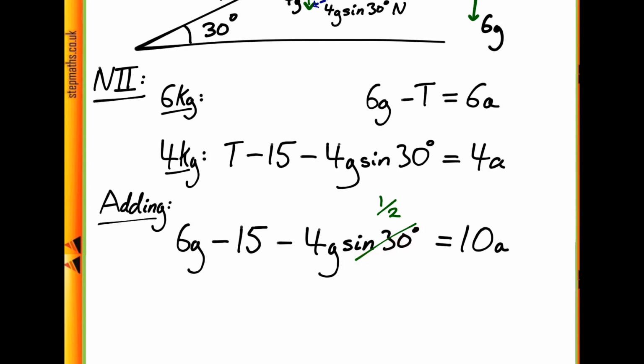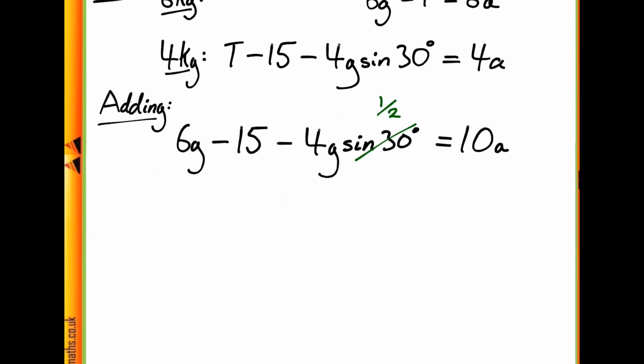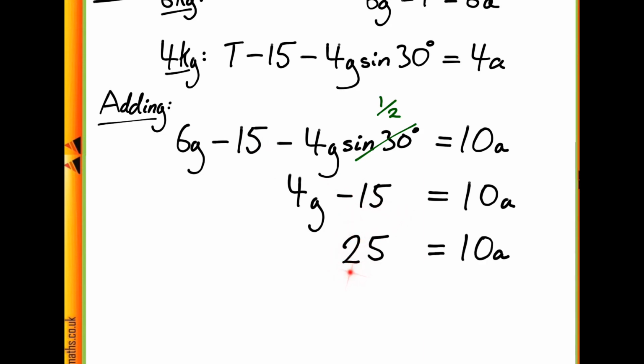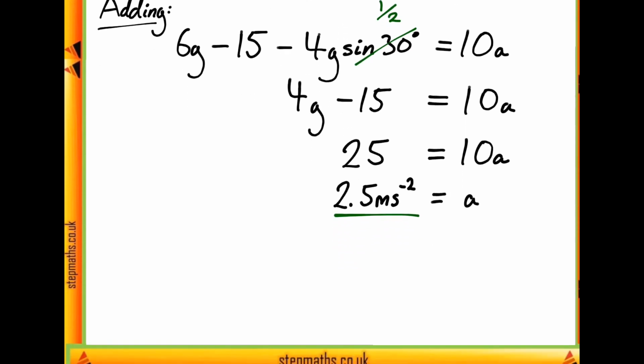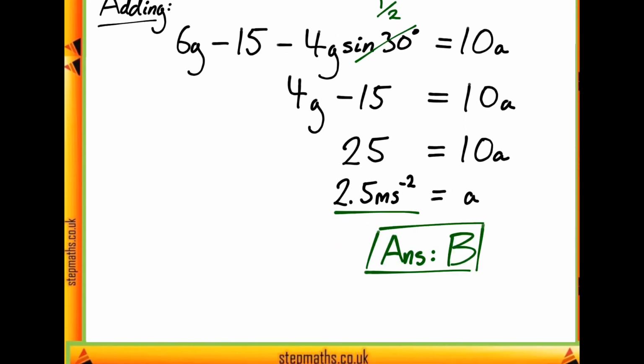That makes this equation a little nicer, and we can simplify it by adding together our g terms with our minus 15 there. Taking g to be 10, as I said before, we get that 10 multiplied by the acceleration is equal to 25, which we can divide by 10 to get the acceleration as 2.5 meters per second squared, which corresponds with answer B given in our question.